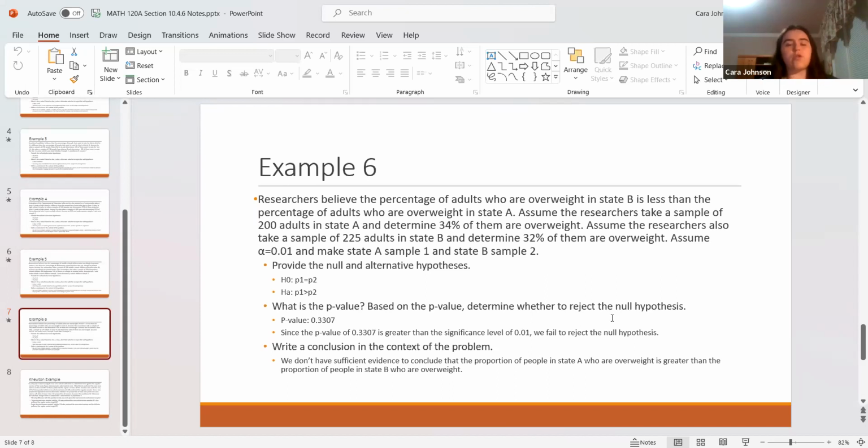So we're going to have to do 34% of 200 for A and 32% of 225 for our successes for B. Now, I said that B is less than A, but A is sample 1, so our alternative is actually greater than. If B is less than A, that means A is greater than B. All right, let's go to our Rguroo and enter all this in.